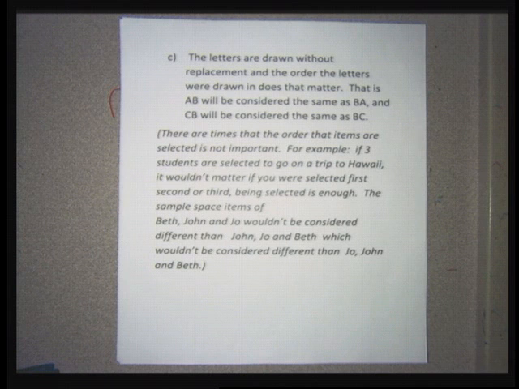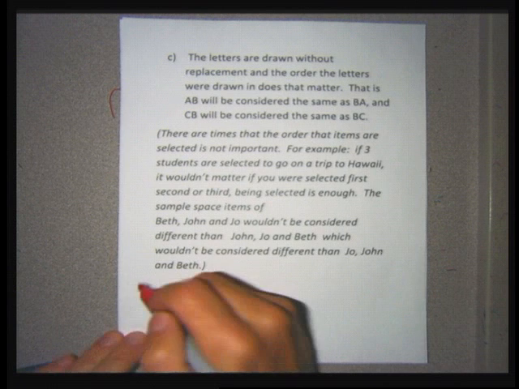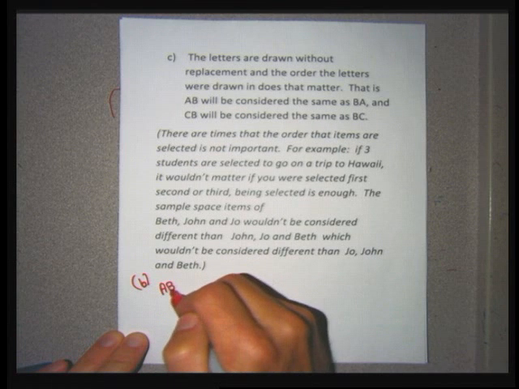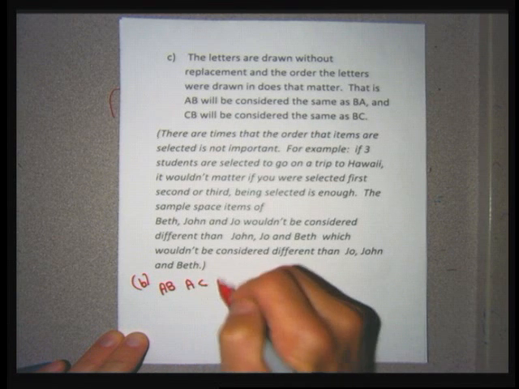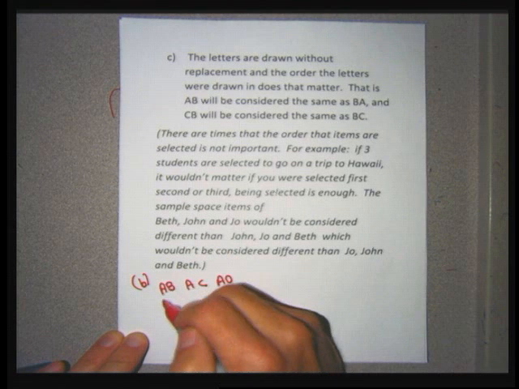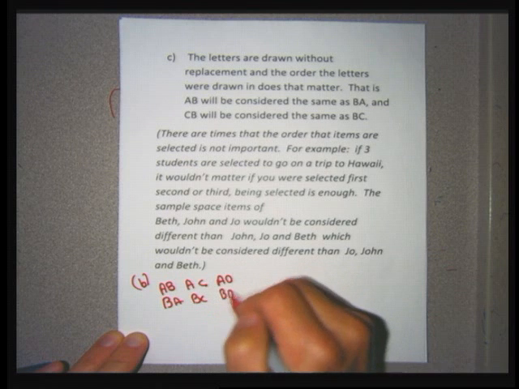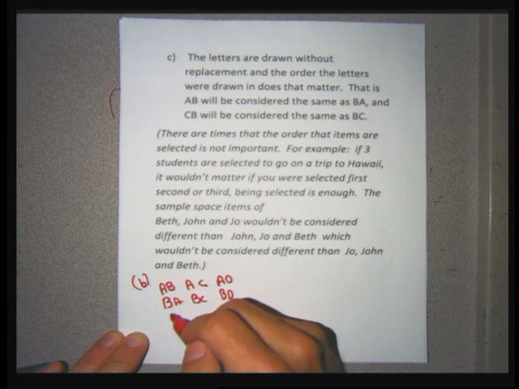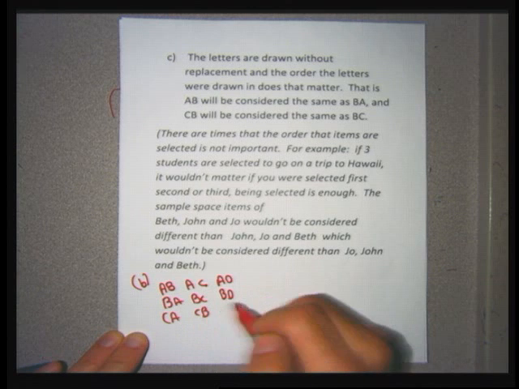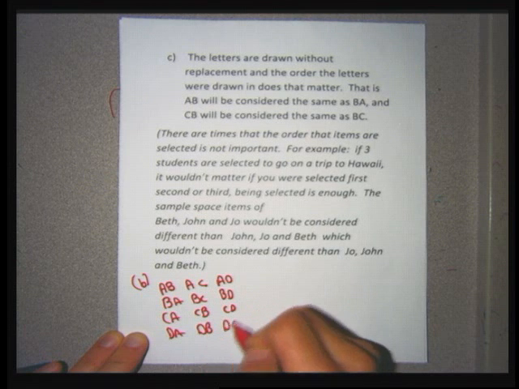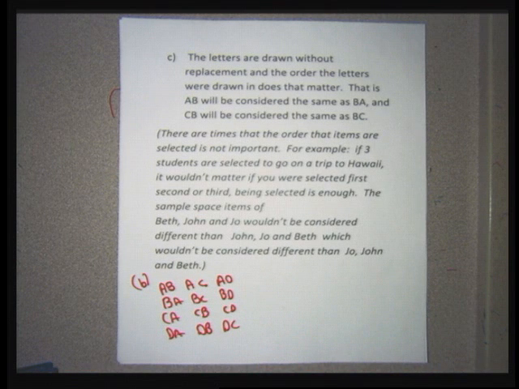So in order to create this sample space, what I'm going to do is take the sample space from part B. Part B, the sample space that I created, had an AB, AC, AD, and then a BA, I'm just copying again, BC, BD, I'm just copying my answer for part B, and then CA, CB, CD, and DA, DB, and DC. So what I need to do is omit anything that's a duplicate.